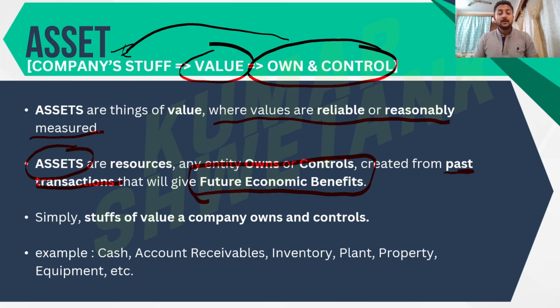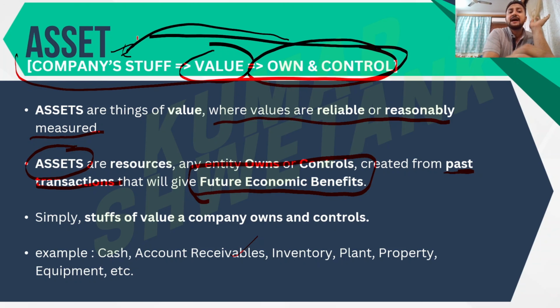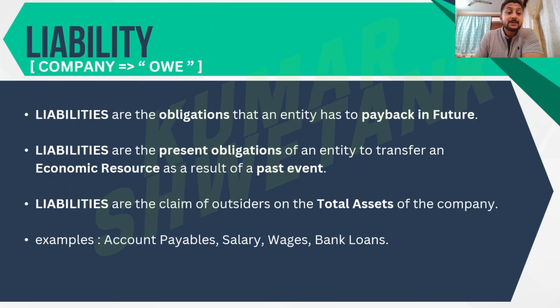We are going to study these assets and examples in detail in future classes. For now, you just have to remember: assets are the company's stuff that has measurable value, owned and controlled by the company, and that is going to give you future economic benefits. That's it. Coming to our second word, that is liability.